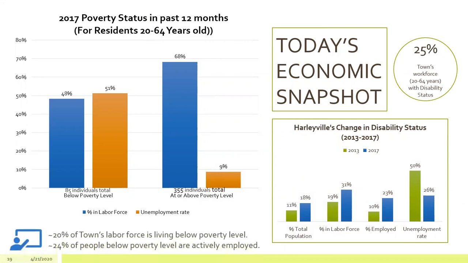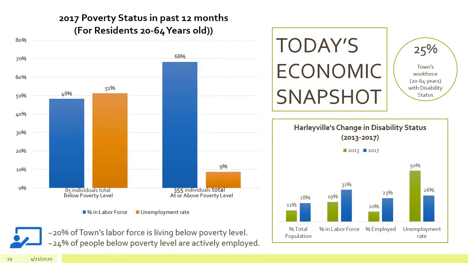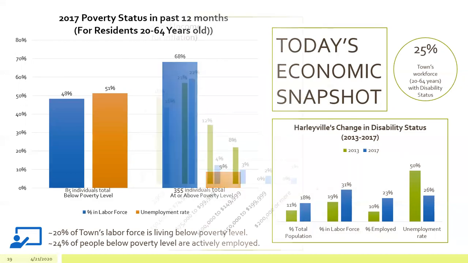Some other takeaways here, not shown directly in these charts, are that about 20% of the town's labor force is living below the federal poverty level, and 24% of those below poverty level are actively employed. So these are folks who are working and still really not able to make ends meet.